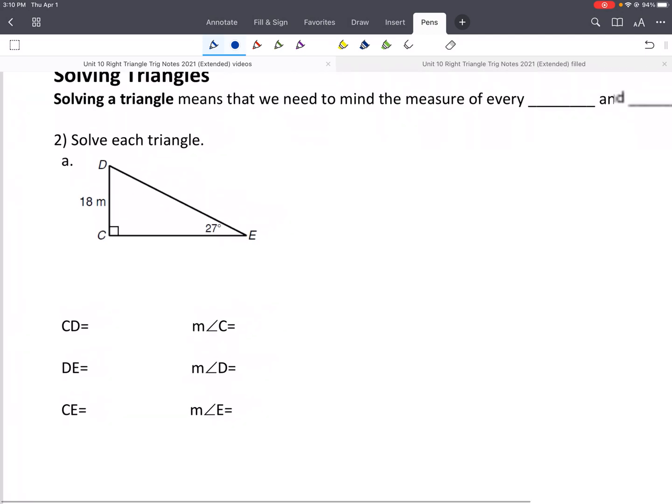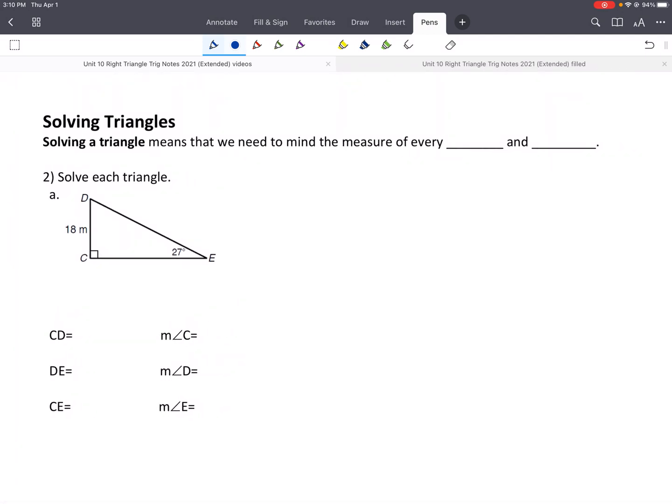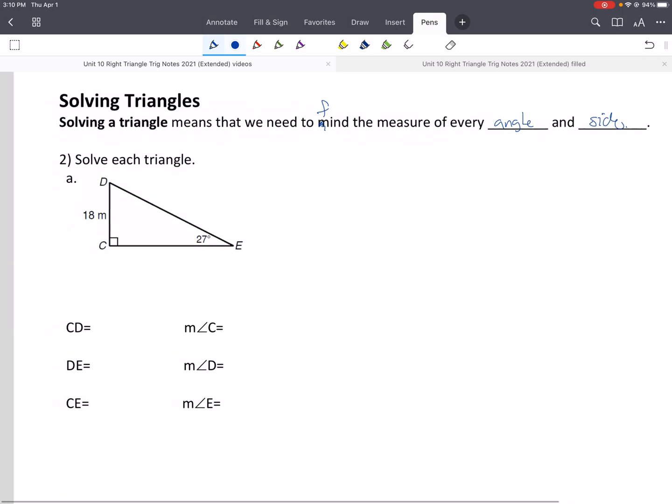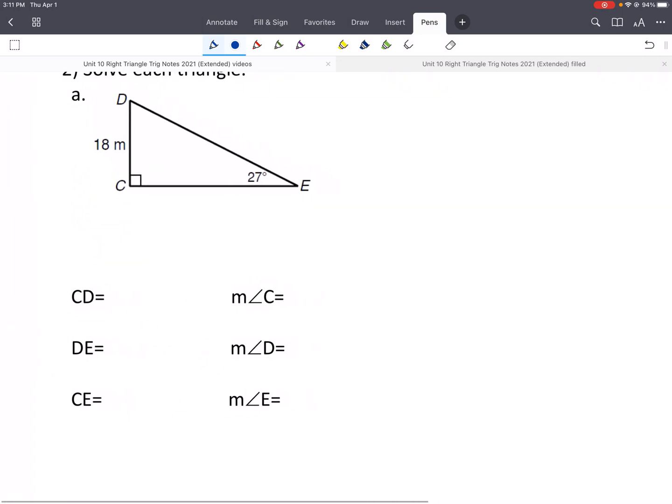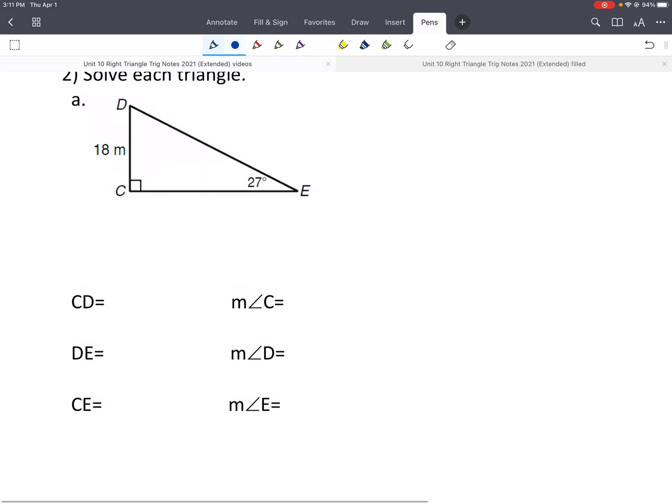All right, so solving a triangle means that we need to find the measure of every angle and side. Typically, they will always give us half of that information. All right, so for example, this problem, they already give us side CD, so that's 18.